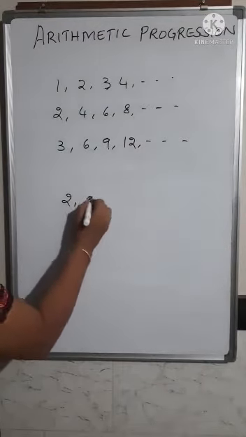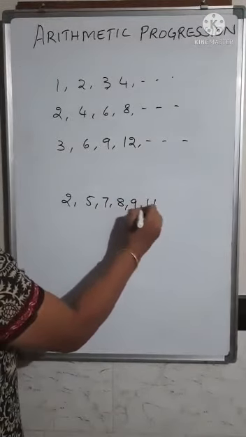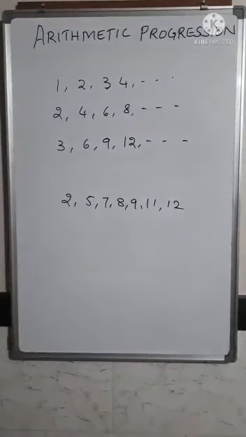And in this example, suppose I write the numbers 2, 5, 7, 8, 9, 11, 12. If I ask you what the next number will be, you will not be able to exactly tell what the next numbers are.